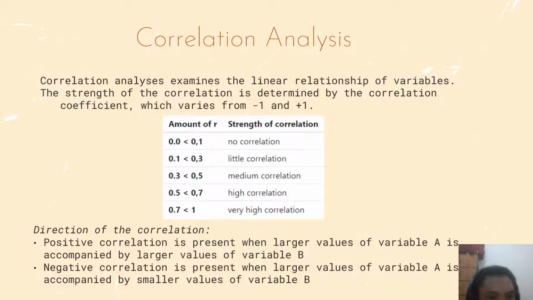So positive correlation is present when larger values of variable A are accompanied by larger values of variable B. And negative correlation is present when larger values of variable A are accompanied by smaller values of variable B.